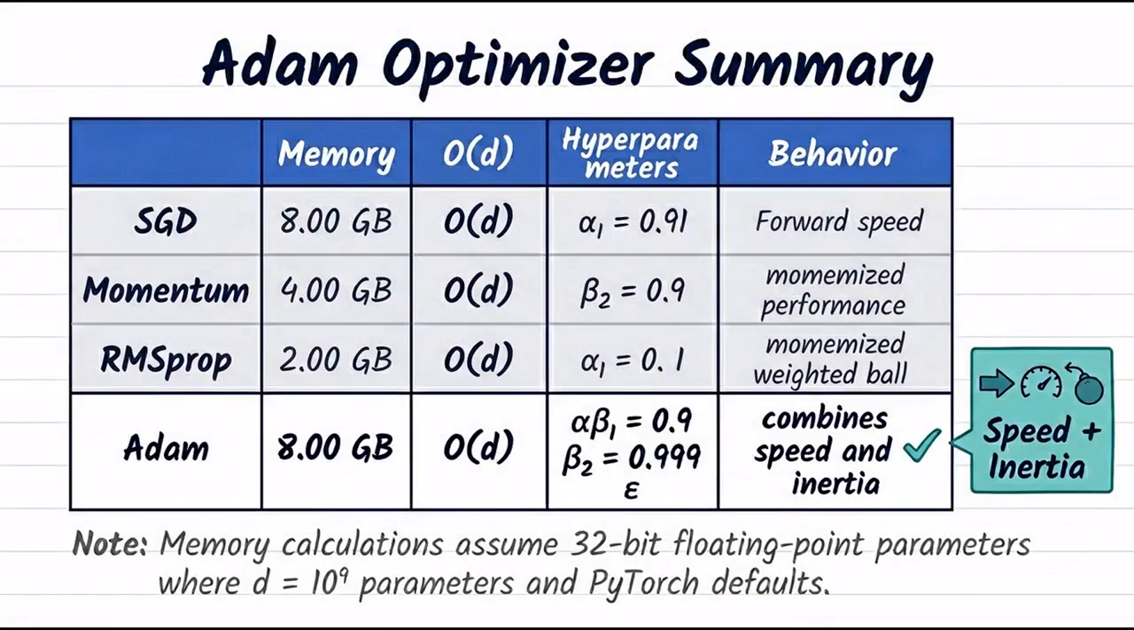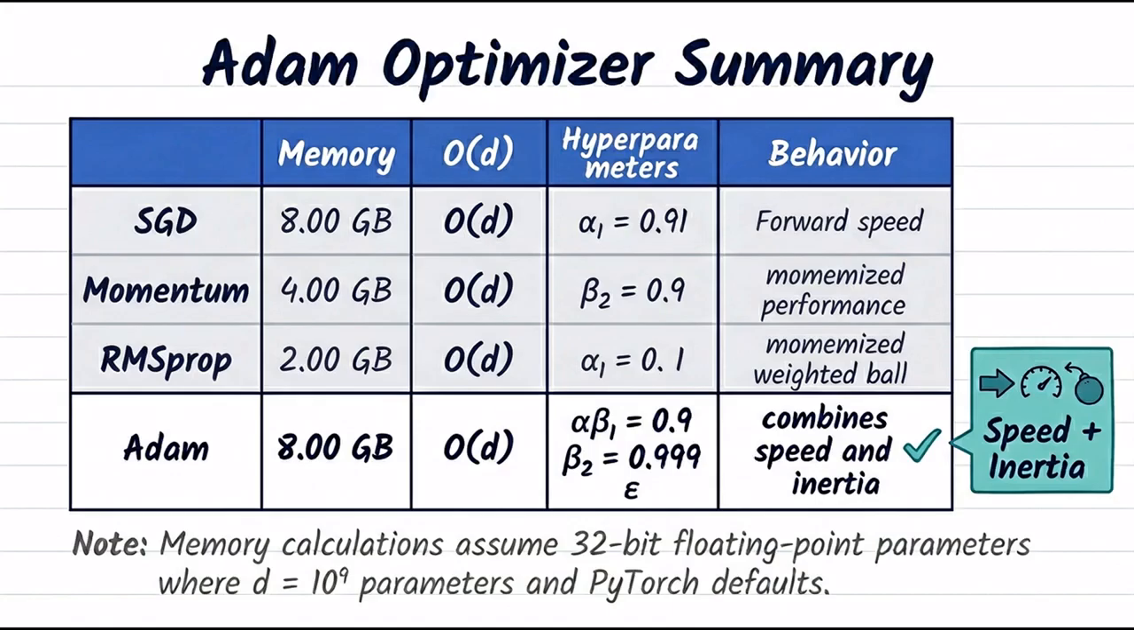For the adaptive moment estimation optimizer, or Adam, the memory overhead is 8.00 gigabytes. Complexity per step is big O of d. Hyperparameters are alpha, beta sub 1 equals 0.9, beta sub 2 equals 0.999, and epsilon, and it combines speed and inertia. Note that memory calculations assume 32-bit floating point parameters, where d equals 10 to the power of 9 parameters, and PyTorch defaults.